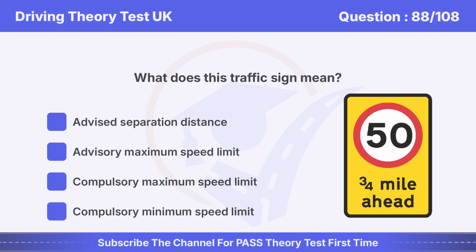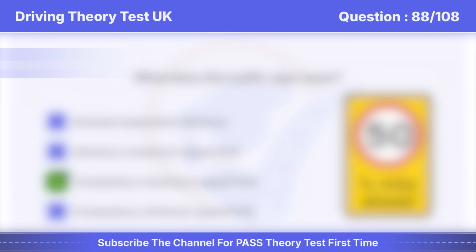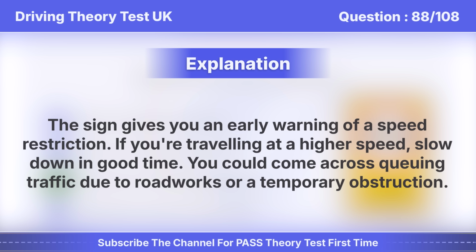Question 88. What does this traffic sign mean? Answer is C. Compulsory maximum speed limit. The sign gives you an early warning of a speed restriction. If you're traveling at a higher speed, slow down in good time. You could come across queuing traffic due to roadworks or temporary obstruction.